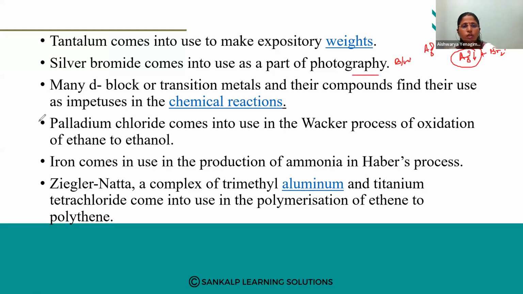Many d block elements are transition metals and their compounds find their use as catalysts in chemical reactions. We see they are used as catalysts in chemical reactions. Palladium chloride is used in Wacker's process for conversion of ethene to ethanal. Iron is used in manufacture, we have discussed the applications of d block elements. Just recalling that, in Haber's process we use iron. Ziegler-Natta, what is the Ziegler-Natta catalyst? A complex of trimethyl aluminum and titanium tetrachloride is used in the polymerization of ethene to polythene.